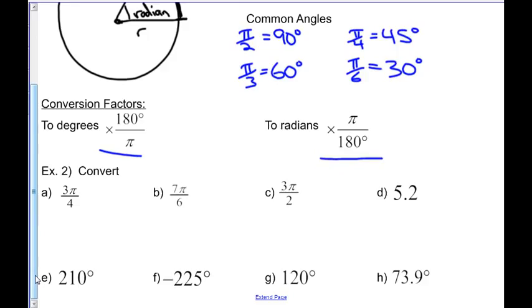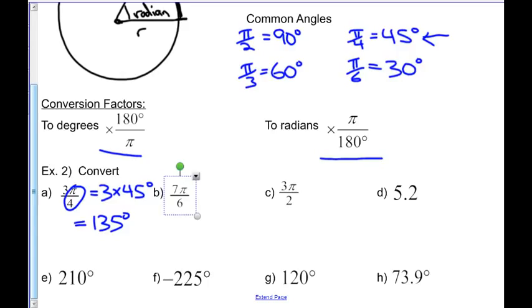Over here, if I want to convert, here I'm in radians. I would want to go to degrees, so I could multiply by 180 over pi and then reduce. But what might be more effective is to think pi over 4 is 45. So this is 3 45s, or 135. That's a way to convert that's pretty quick.